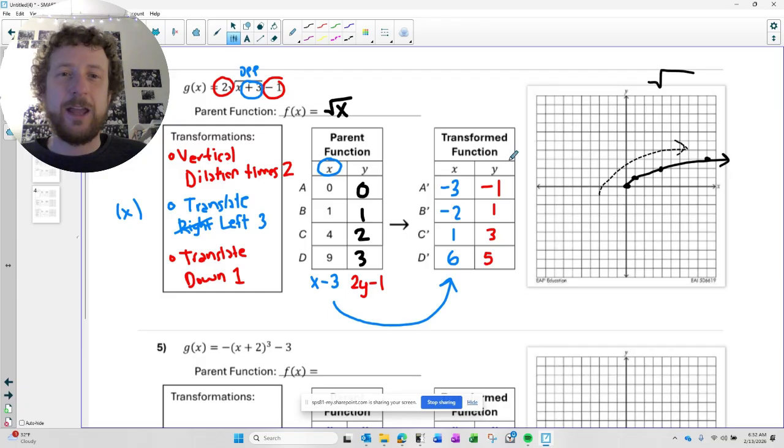So negative 3 comma negative 1 goes here. Negative 2, positive 1 goes here. 1, 3 goes here. Oops, not there. Positive 1, 3. My bad. And 6, 5. 1, 2, 3, 4, 5, 6, 4, 5.